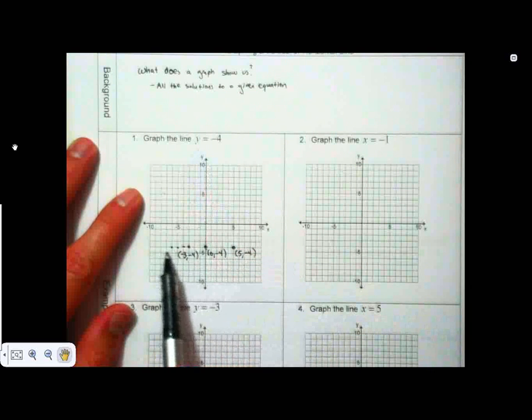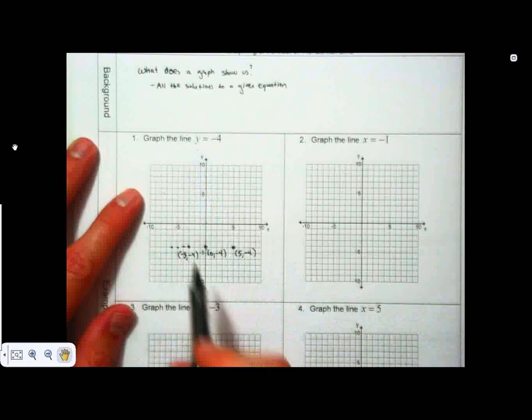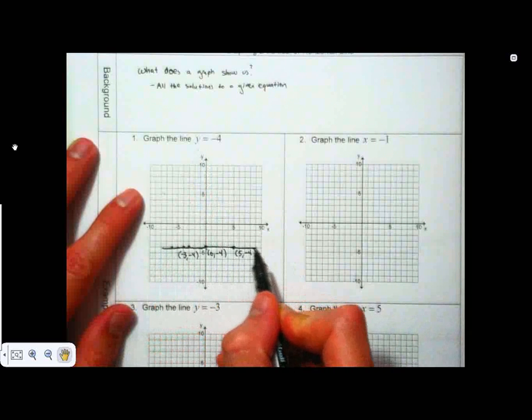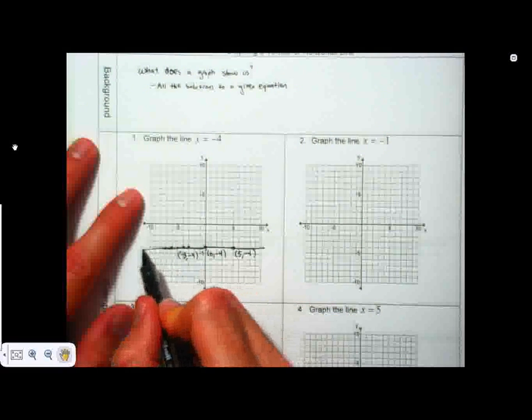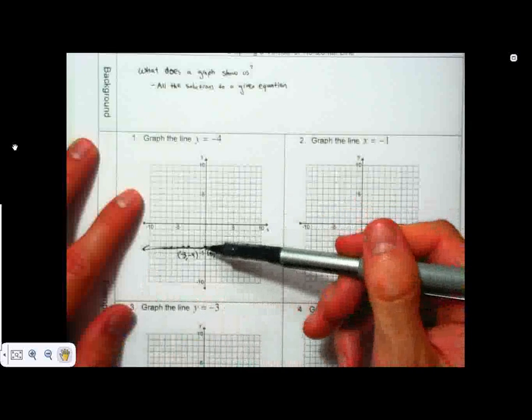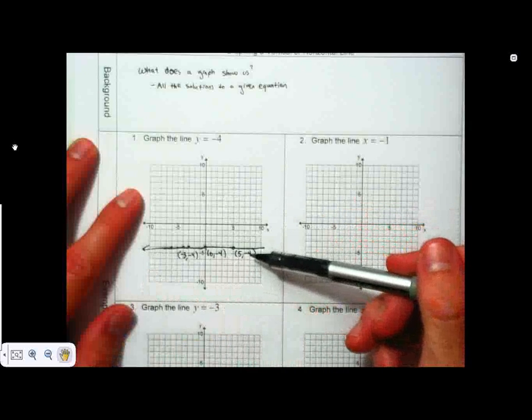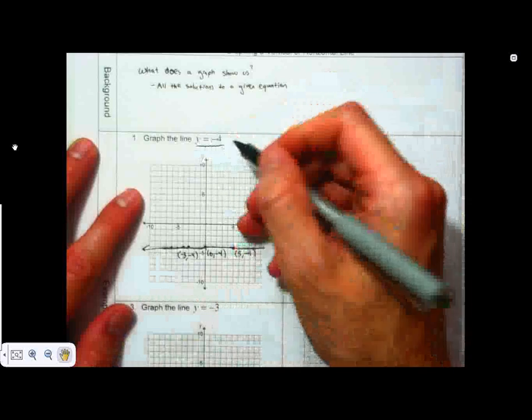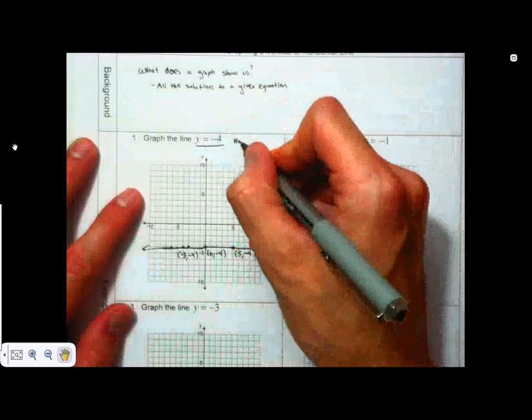Are there other points? Yeah, actually any point where the y coordinate is -4 is going to satisfy this equation. So what's my final graph going to look like here? It's going to look like a horizontal line down where the y coordinate is -4. So in summary, whenever I get a y equals equation, I'm going to end up with a horizontal line.